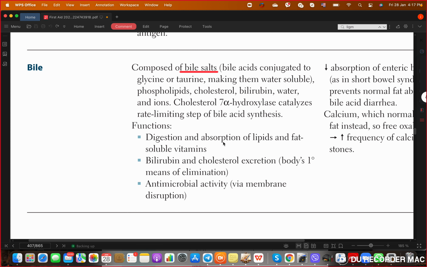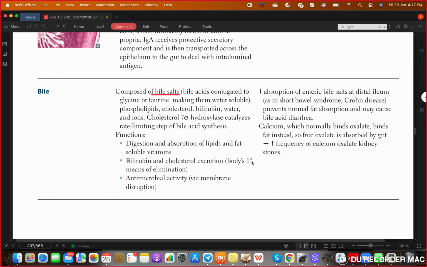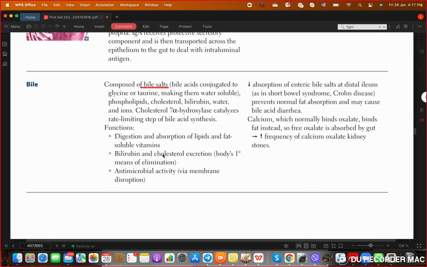So digestion and absorption of lipids and the fat soluble vitamins. If you don't have bile, you don't have fat soluble vitamin absorption. What fat soluble vitamins do you know? ADEK. Okay. Bilirubin and cholesterol excretion also, because bile is made out of them. So it is the body's primary means of elimination of bilirubin and cholesterol. Antimicrobial activity via membrane disruption of the bacteria inside of our intestine. Correct? Yes, the bile is going to go and disturb the membrane of the bacteria, which leads to its destruction.